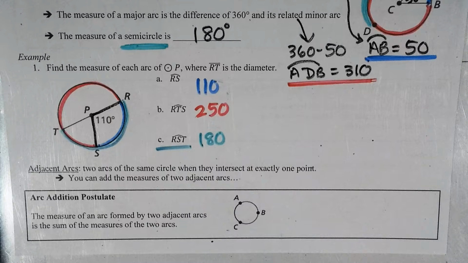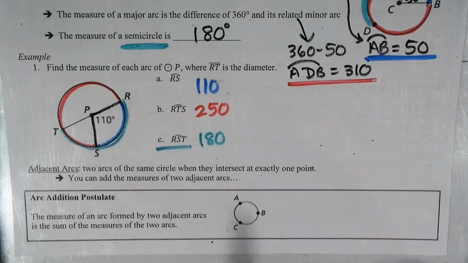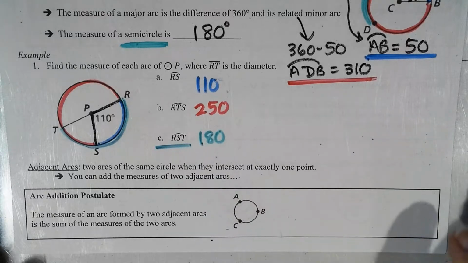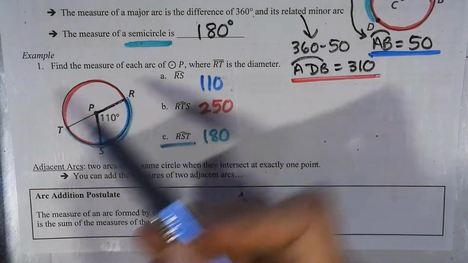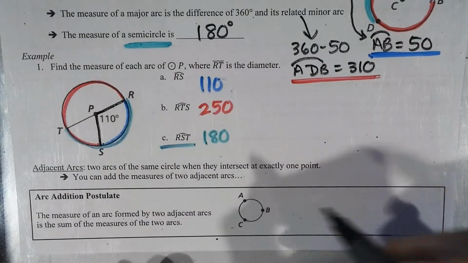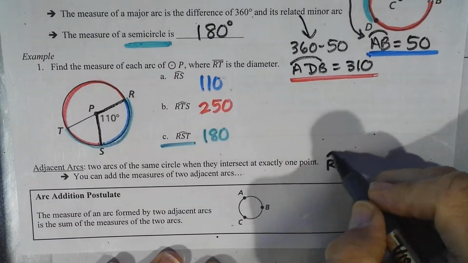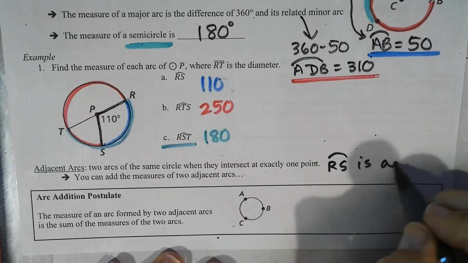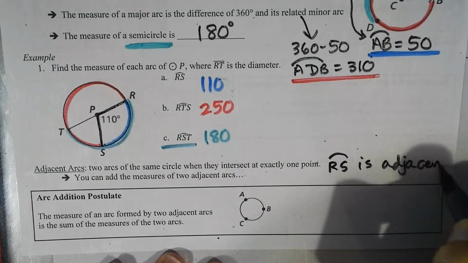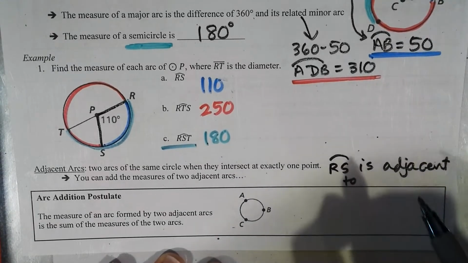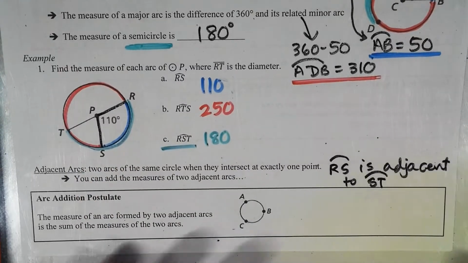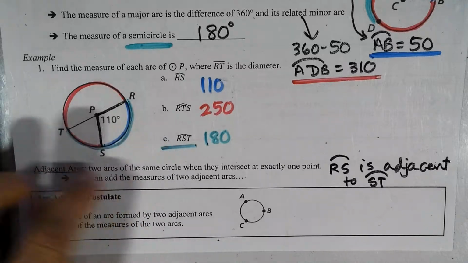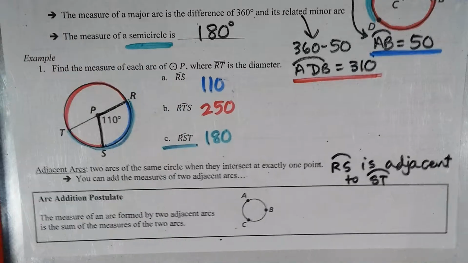Adjacent arcs. 2 arcs of the same circle when they intersect at exactly 1 point. So adjacent means right next to each other, right? Meaning RS and ST are adjacent. Okay, so RS is adjacent to ST. You could say that right next to each other. ST is adjacent to RT, those kind of things.